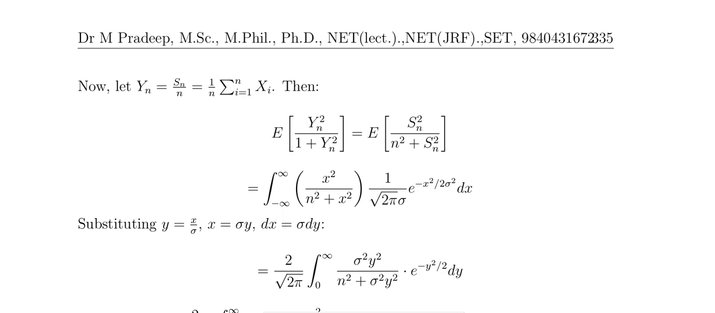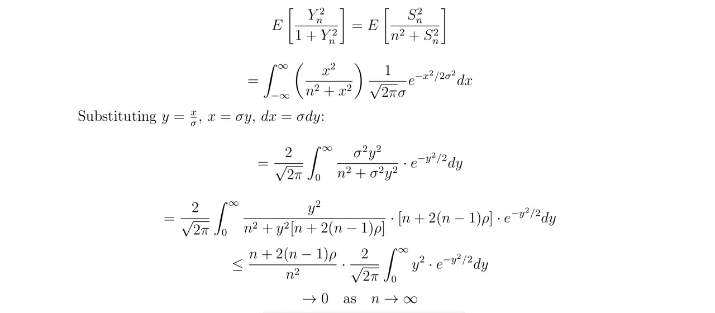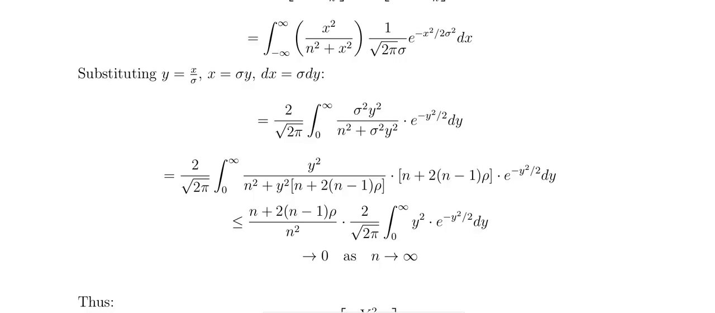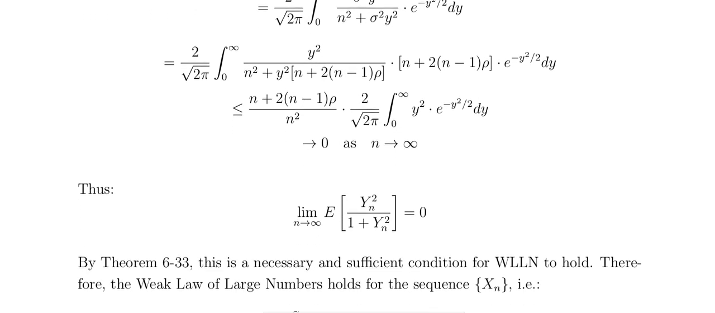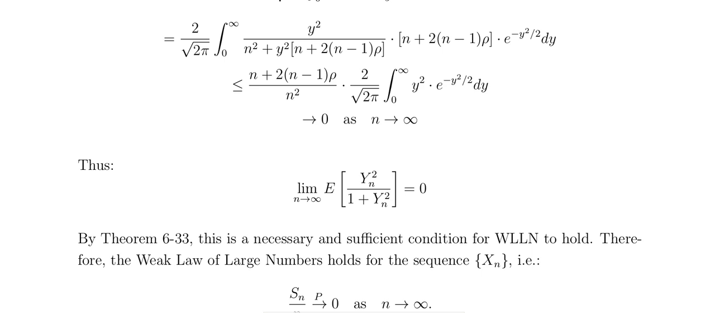So how to find this: the integral from minus infinity of x square by n square plus x square times the corresponding function, that is the normal distribution, the standard normal variate. If you integrate it from 0 to infinity, since it is an even function, that converges to 0 as n tends to infinity. So from this, the limit as n tends to infinity of E of Yn square divided by 1 plus Yn square equals 0. This is the necessary and sufficient condition for the weak law of large numbers to be true. Okay.